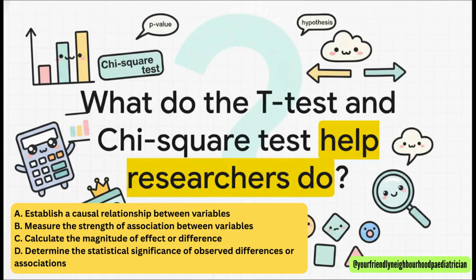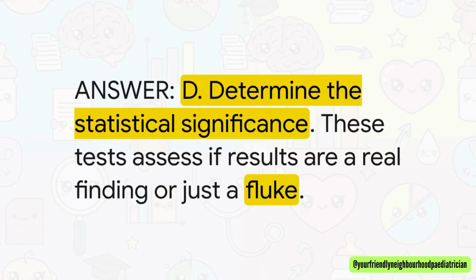Last one, this is a more general statistics question, but one you'll definitely see. When you see the names of fancy tests like a t-test or a chi-square test, what is their main purpose? What are they trying to do? The answer is D. Think of all those different statistical tests as tools in a toolbox, and their main job is to help us figure out if a result is the real deal or if it could have just happened by a random fluke. They're all about determining statistical significance.